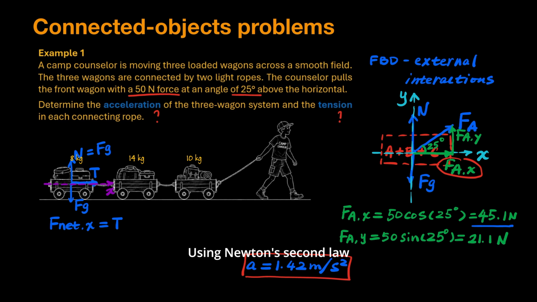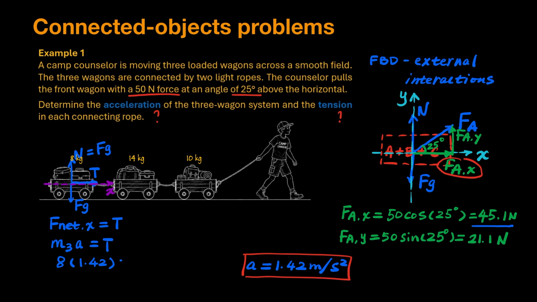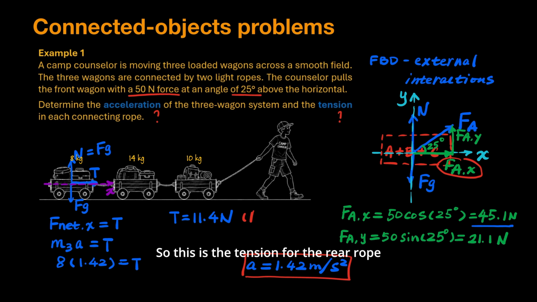Using Newton's second law, the net force in the horizontal direction equals the mass of the wagon multiplied by its acceleration. The mass of the wagon is 8 kilograms, and we already know the acceleration is 1.42 meters per second squared. So this gives us the tension of the rear rope, T equals 11.4 newtons. So this is the tension for the rear rope.